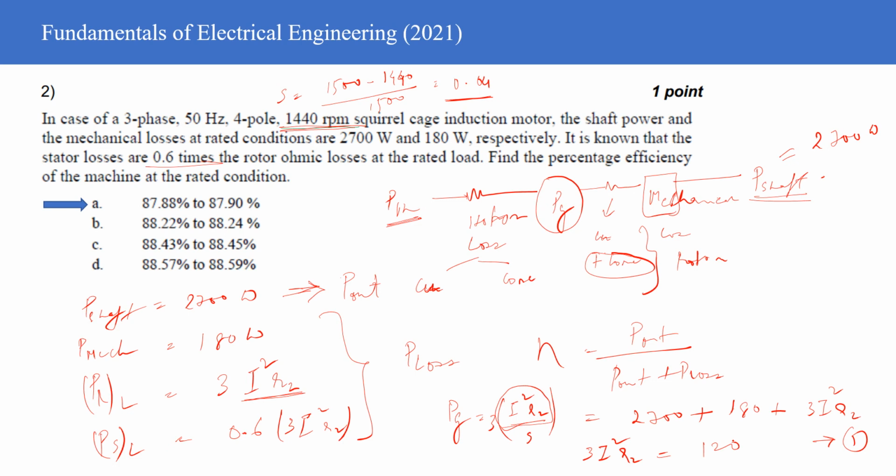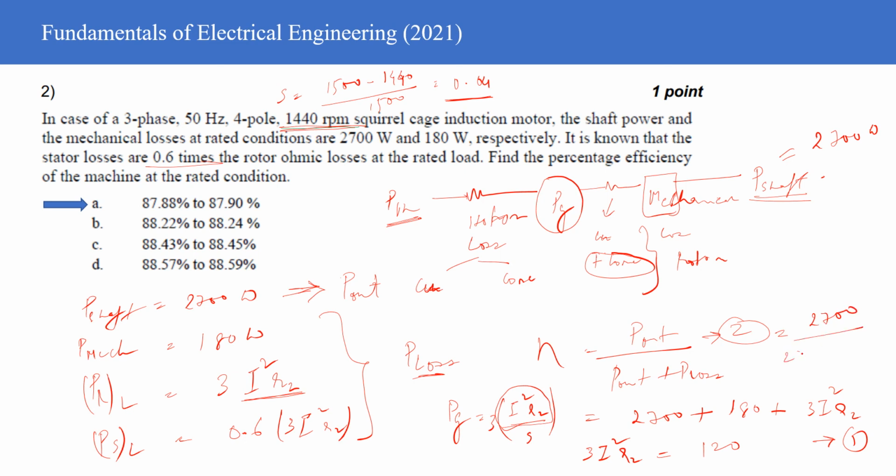And then if you are going to put this in the losses, you can figure out the value of the total amount of loss. And then the output power is already known to you, and then you can use equation number 2 to figure out the efficiency.